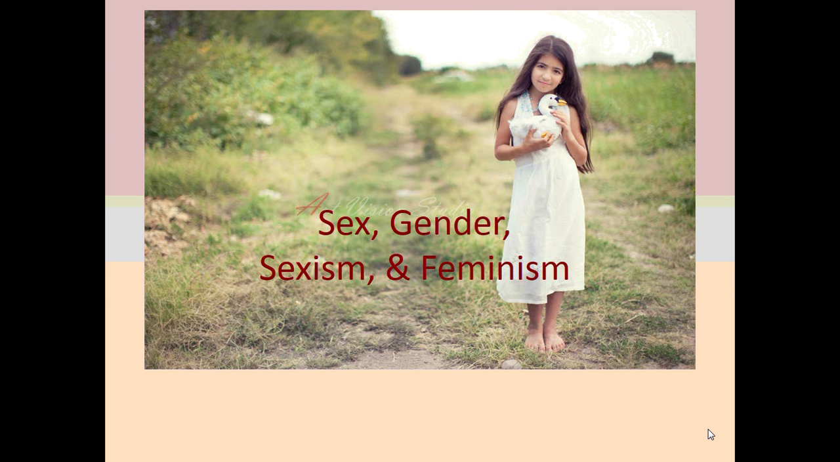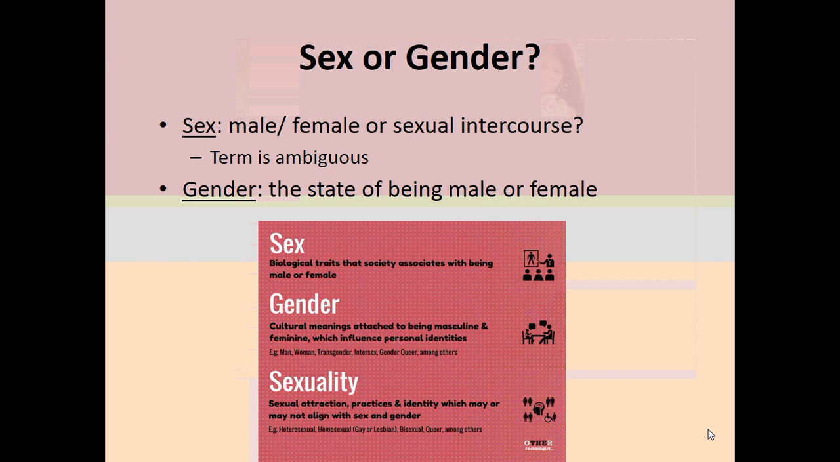So I take us now into our sex, gender, sexism, and feminism. So first, using these terms sex or gender. A lot of times they're used interchangeably. Sex, for example, can mean male or female, but people also use it to talk about sexual intercourse. So the term is fairly ambiguous. And gender is the state of being male or female. So when we look at sex in this class, look at it in terms of biology. If you have XX chromosomes or XY chromosomes, what parts do you have between your legs? That is sex. That is the biological piece.